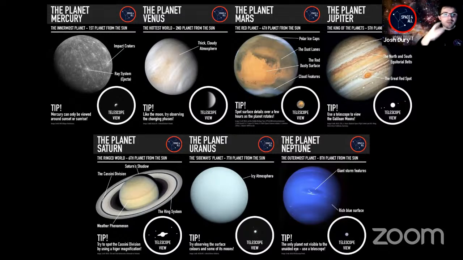So again, talking about some of the surface features which we're able to observe on these distant worlds, but also to visualize what you may be able to see through a telescope. So I'm more than happy to send these to you guys. Just please let me know if you'd like a copy of these.